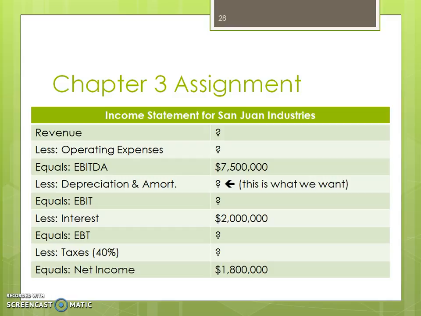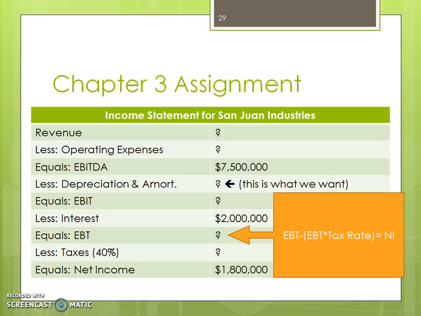All right, so we have a lot of missing puzzle pieces. So what we want to do is start off with net income. Even though we don't have a dollar amount for taxes, we should be able to calculate EBT because we're given the tax percentage. So I'm going to set up a formula that looks like this: EBT minus EBT times our tax rate is going to equal net income. The only thing I've done is take what we've done here and convert it to a formula that we can actually use.